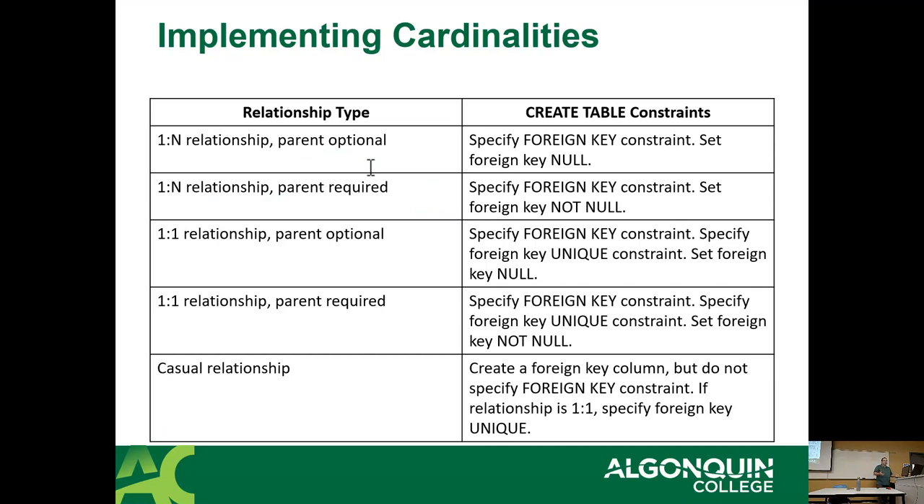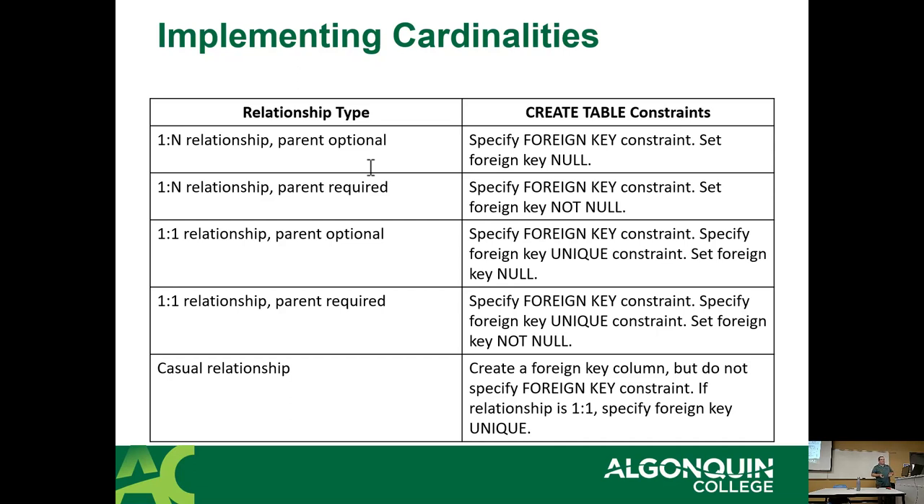On a one-to-one relationship, you set the foreign key to be unique so you can never create a second child. That's how you make it one-to-one. Because as far as the database server is concerned, when you create a foreign key, it doesn't care if it's one-to-one or one-to-many. The way you make it one-to-one is by making the foreign key in the child record unique. So you mark that one as unique. And then if it's parent required, it'd be unique and not null.